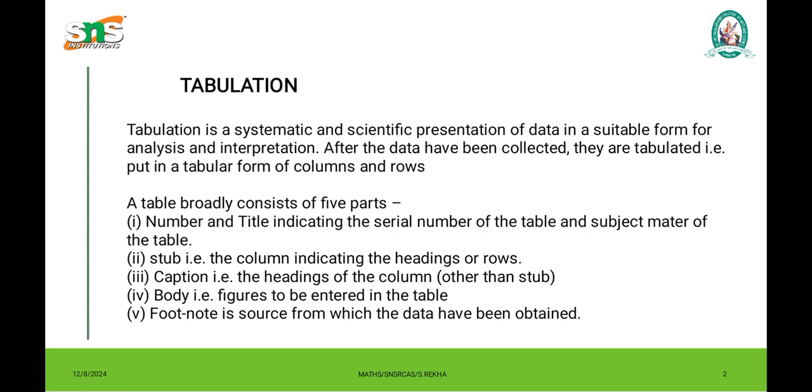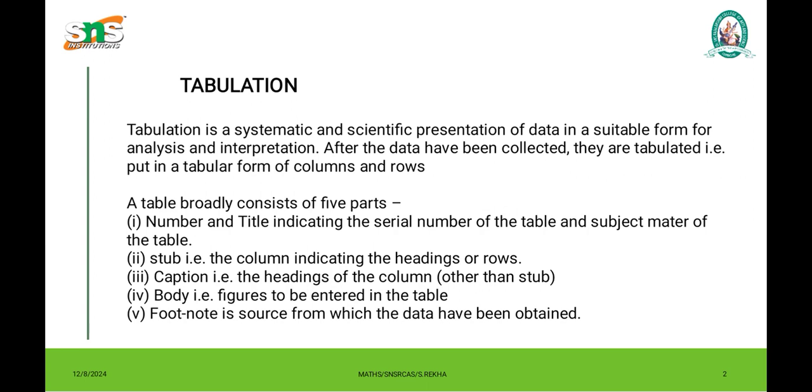After the data has been collected, it is tabulated, based on rows and columns. It shall be tabulated in the form of rows and columns. A table consists of 5 parts. First of all, the number and title should be included, according to the serial number and subject matter of the table.